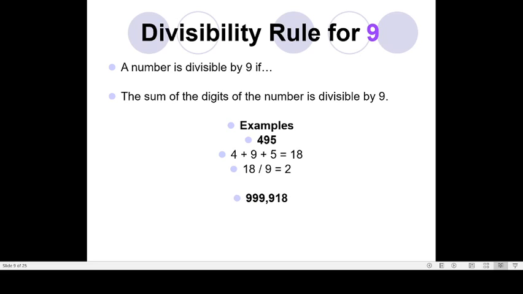Now take a big number, 9,99,918. Let's add all the digits of this number. So the addition is 45 and 45 is divisible by 9. So therefore we can say 9,99,918 is divisible by 9.